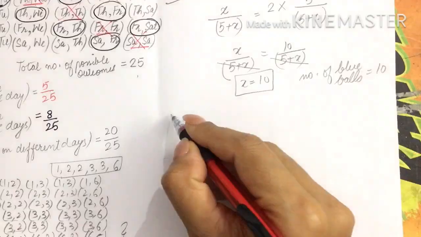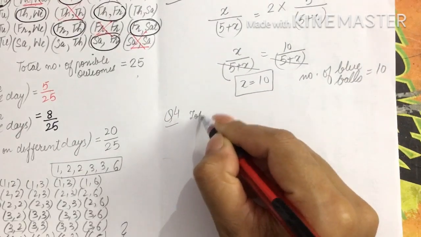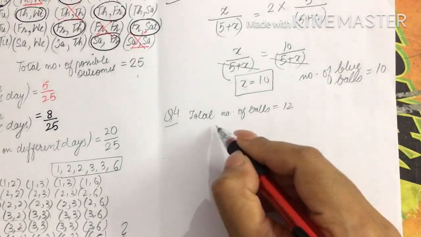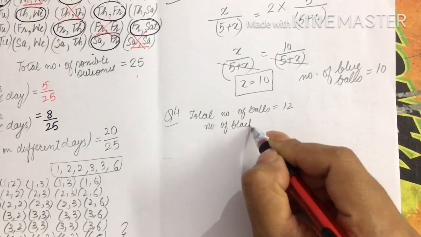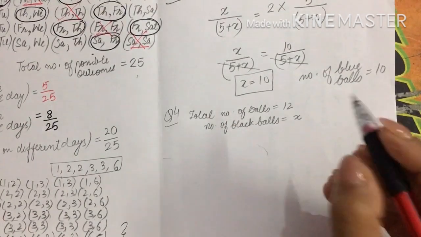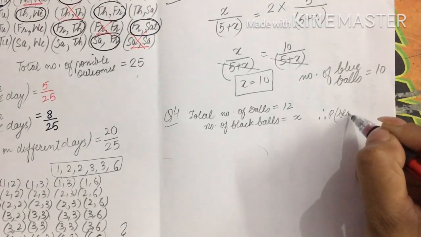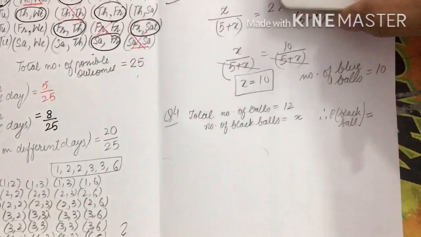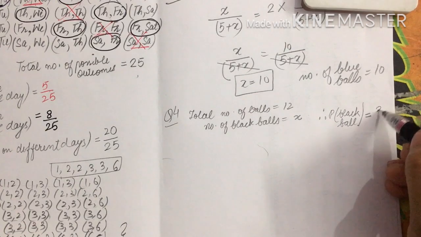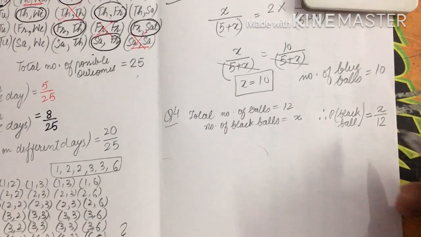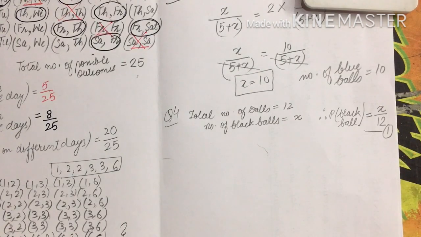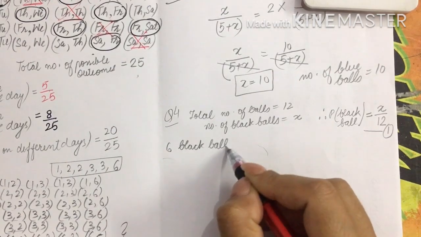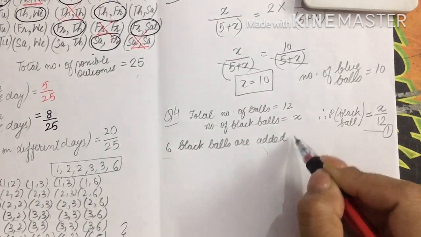Let's write down the answer. Question number 4. Total number of balls is 12. Number of black balls is x. Therefore, the probability of getting a black ball will be equal to the number of black balls over the total number of balls. This is the first case. Then 6 black balls are added or put in the box.